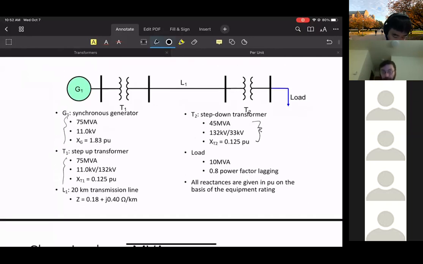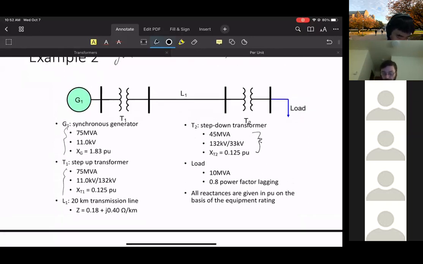And the transmission line is in SI units, because for each kilometer you have some resistance. So this is in ohms per kilometer. So we want to convert everything to a circuit that we can understand, that we can do calculations with.